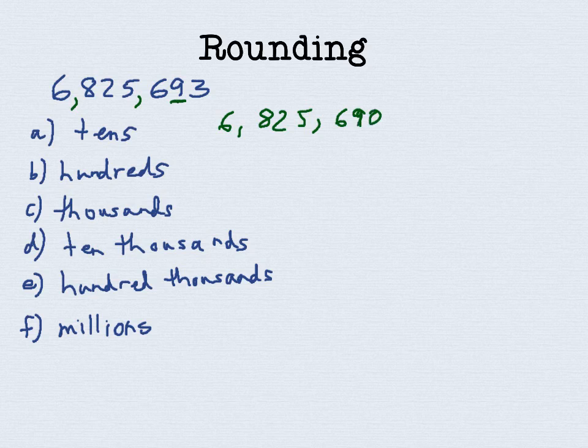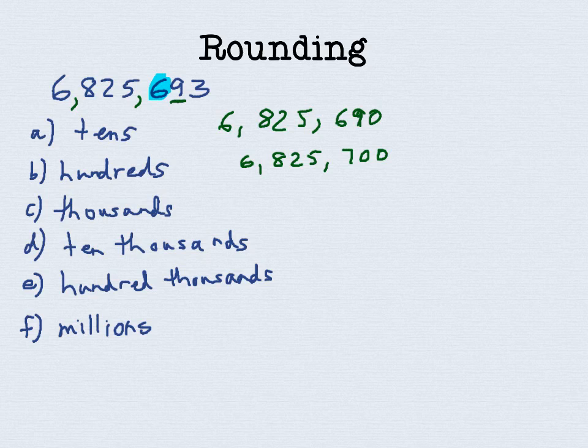To the nearest hundreds, we would be looking at the digit 6. Because the next digit over is a 9, that's going to round the 6 up by 1. So it becomes 6,825,700. The 6 becomes a 7, and there are 2 zeros to hold the place after the digit in question.